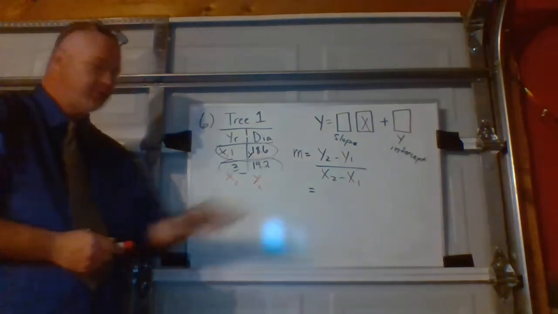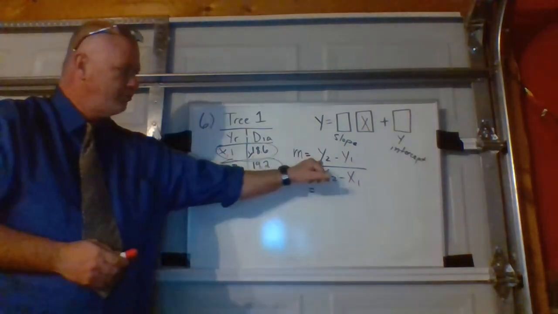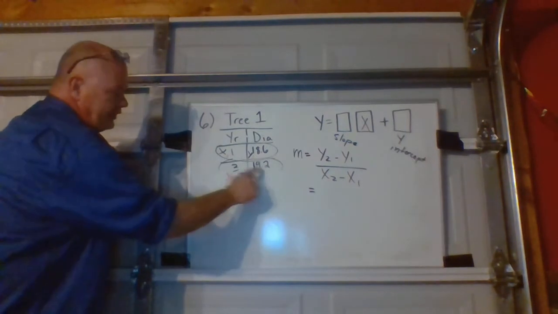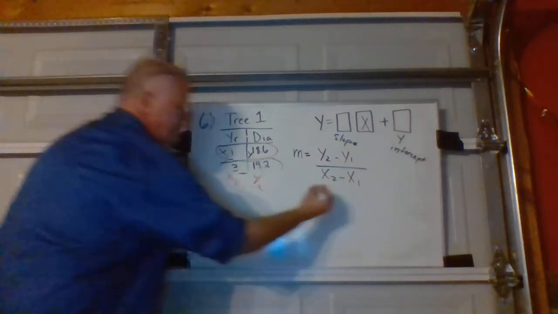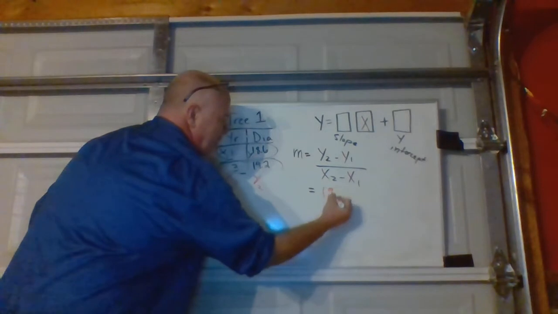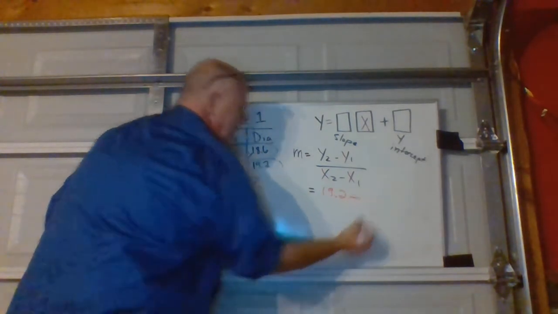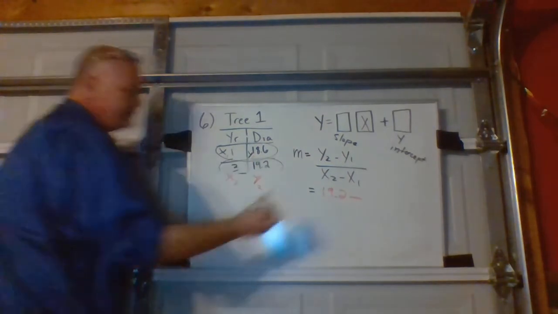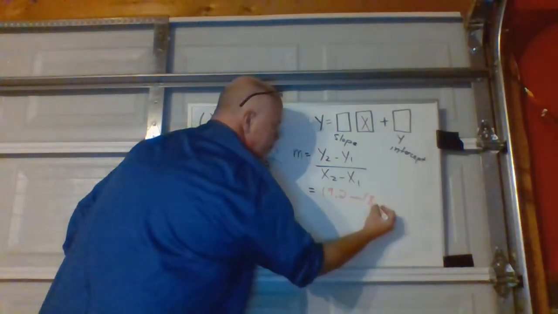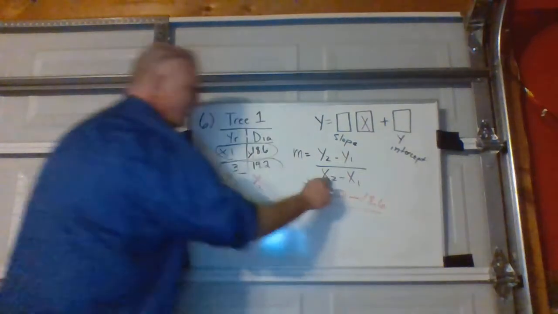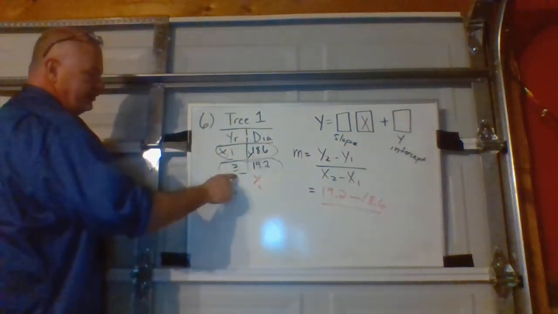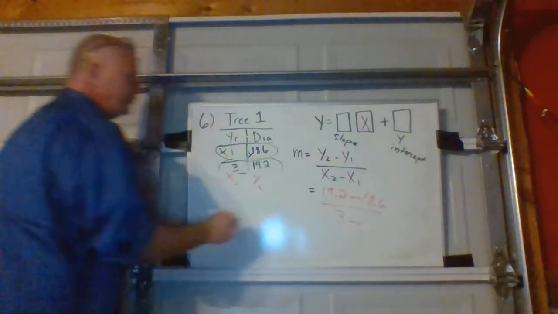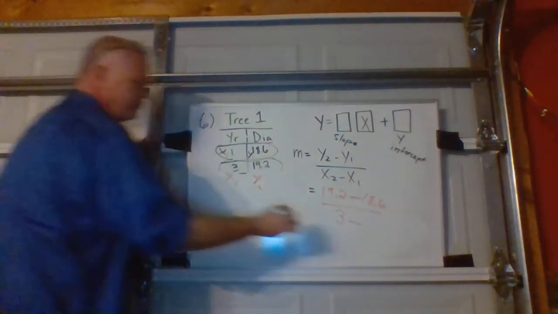So let's look at this formula and follow it. It says y2 minus y1. So y2, as you can see, is 19.2. So we've got 19.2 minus y1. We marked that next to the 18.6. And then down below we've got x2, which is 3 minus x1. The x1 in this case is 1.